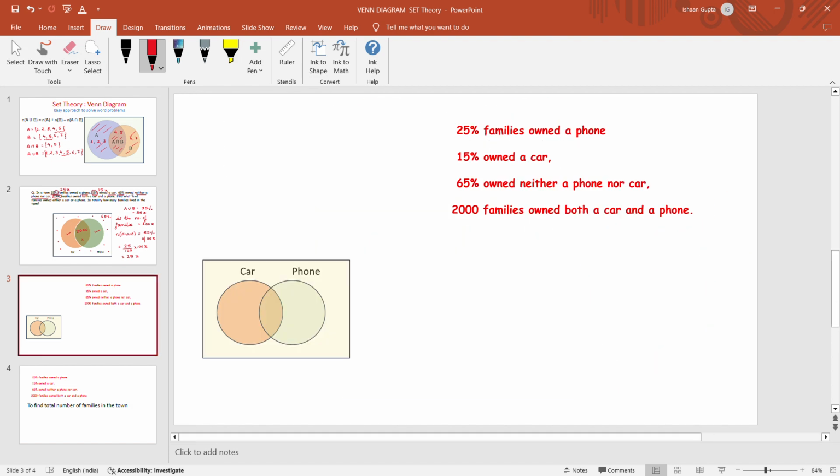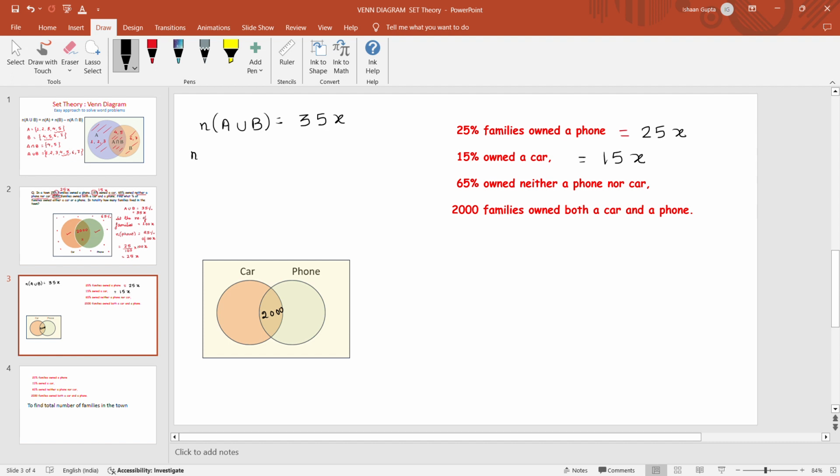So now let me just quickly fill in the data. We are filling in 25% owned a phone, so it is going to be 25x here. This will be 15x as we calculated. 65% own neither a phone nor a car, and this area was 2000. So here we can very well write A union B is equal to 35x as we calculated earlier.